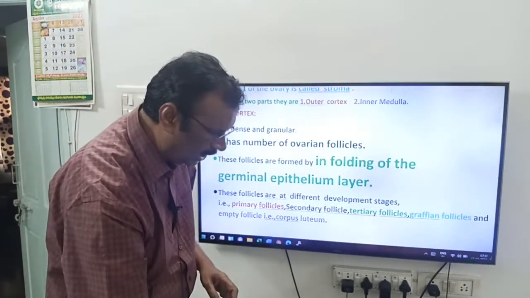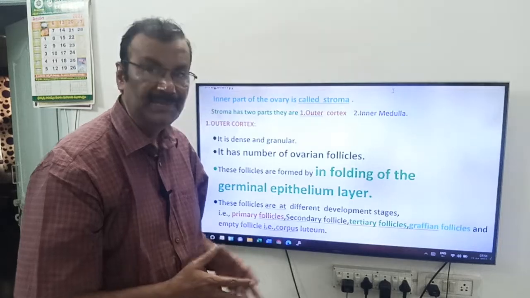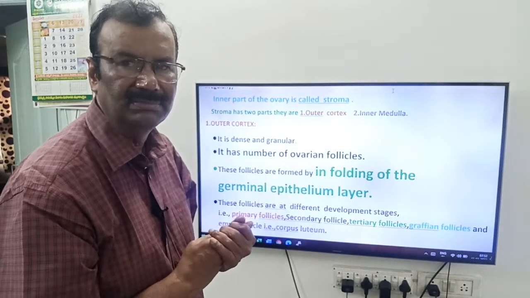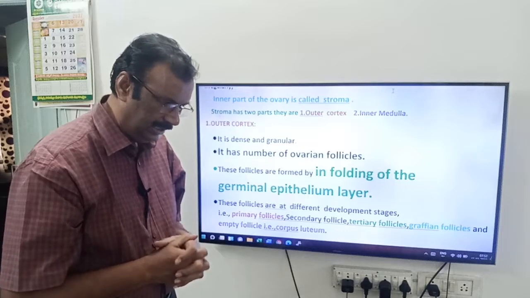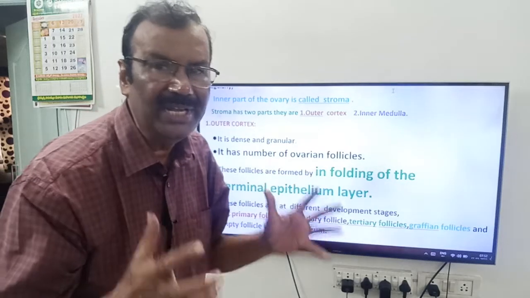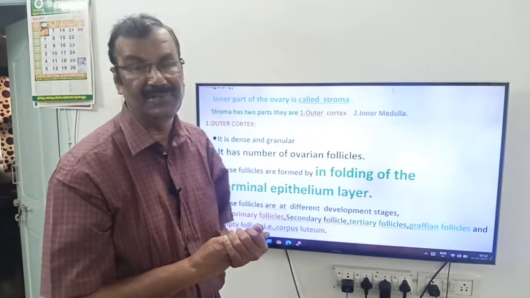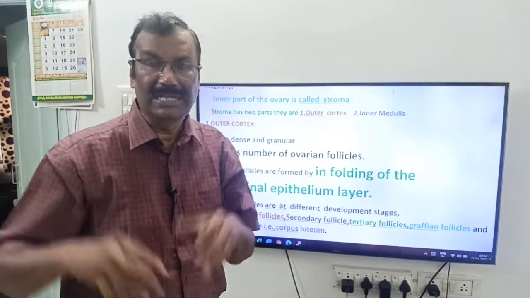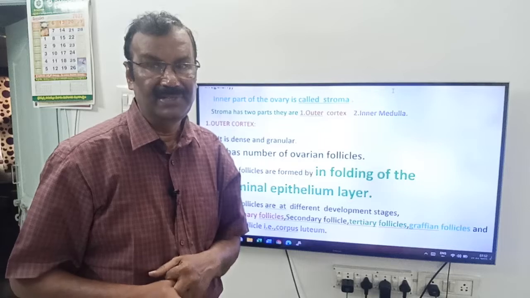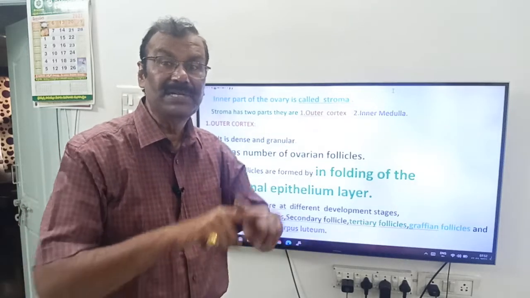Friends, cortex is dense and granular. It has a number of ovarian follicles. This is very, very important, friends. Generally we think that ovarian follicles are present inside the ovary or in the medulla. No friends, ovarian follicles are present in the cortex.